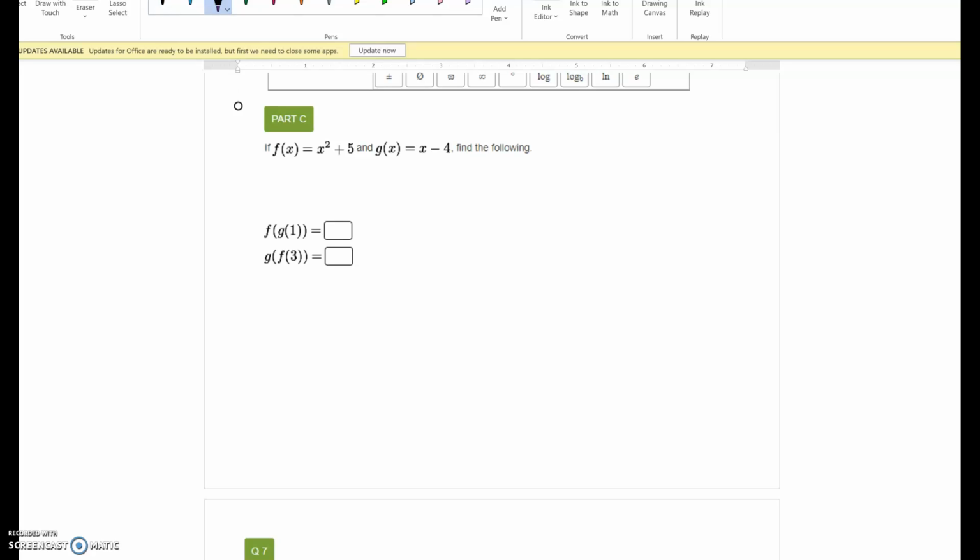So f of g of 1 means that you need to start by doing g of 1. So plug 1 into the g function. So that would be 1 minus 4, which is negative 3. Then do f of that. So we're going to take this number and plug it into the f function. So negative 3 squared plus 5, negative 3 squared is 9, and 9 plus 5 is 14.